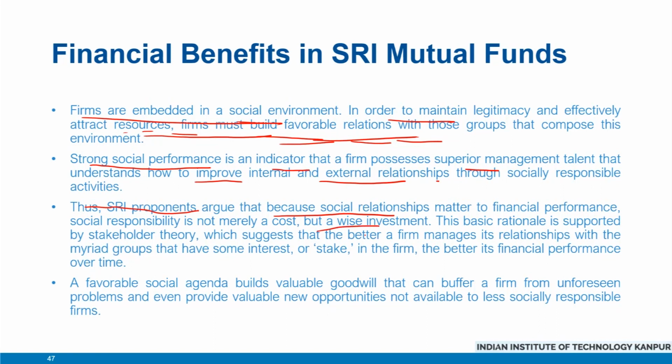This basic rationale is supported by stakeholder theory, which suggests that the better a firm manages its relationship with the myriad groups that have some interest or stake in the firm, the better its financial performance over time. A favorable social agenda builds valuable goodwill that can buffer a firm from unforeseen problems and even provide valuable new opportunities that are not available to less socially responsible firms.